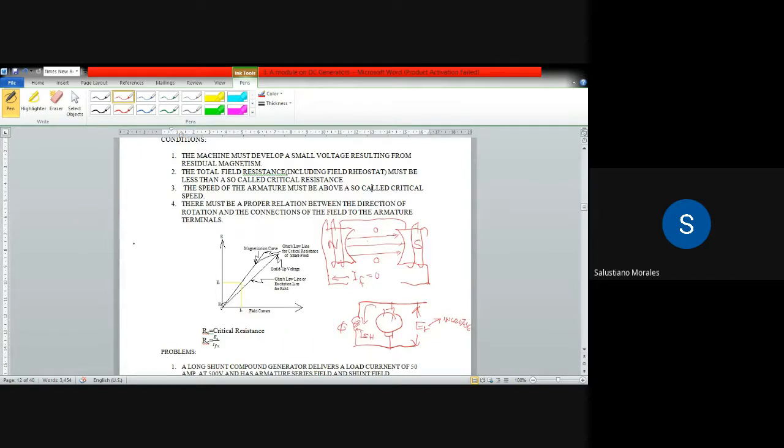Okay, so flushing the field is the method or procedure to regain its residual magnetism.